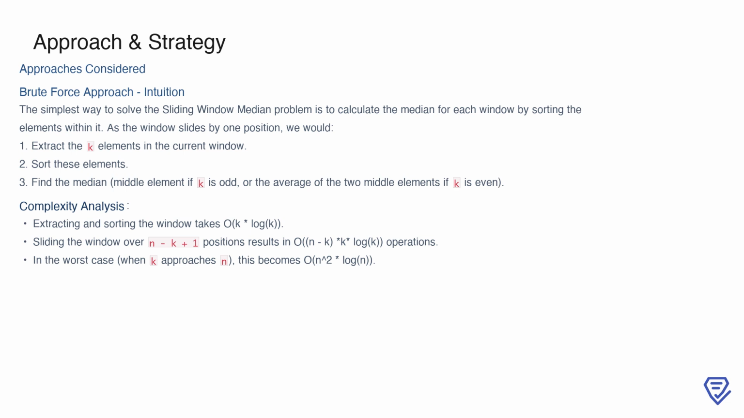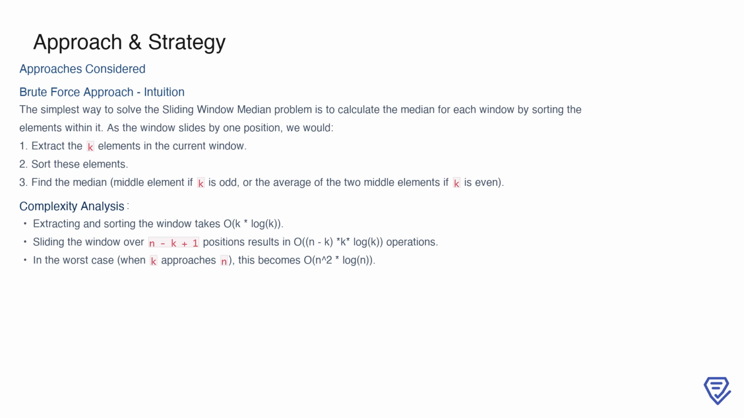If k is even, it would be the average of the two middle elements. While this approach is straightforward to implement, its complexity makes it impractical for larger inputs. Sorting the k elements for each window takes k log k time, and within n - k + 1 total windows, the overall complexity becomes n k log k.